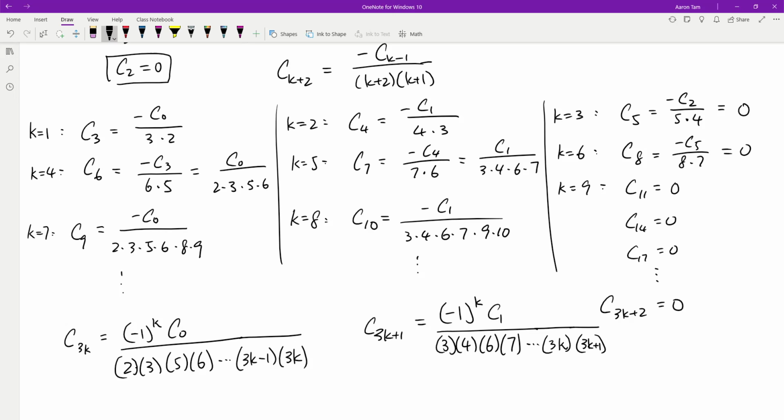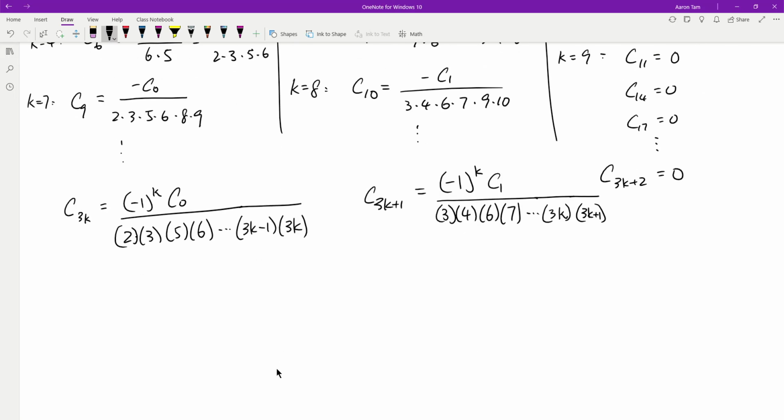So it seems to me that our homogeneous solution is y sub h equals c sub 0 plus c sub 1 x plus c sub 2 x squared, but that term is gone because it is a zero coefficient. So now what I'm going to do is generate the rest of the powers. The rest of the powers are formed into three groups: multiples of 3, multiples of 3 plus 1, multiples of 3 plus 2. Okay?